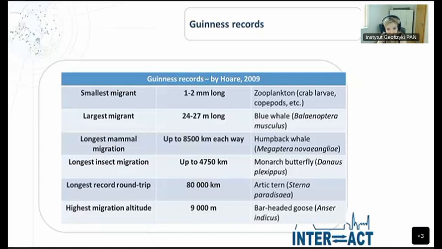Another one, maybe let's stick to the polar ones, because at least 3-4 of those Guinness record holders are Arctic or polar animals. And so the longest round trip is quite well known, because it's 80,000 kilometers, and this record belongs to the Arctic tern, which is a very particular case that I will show you as well.